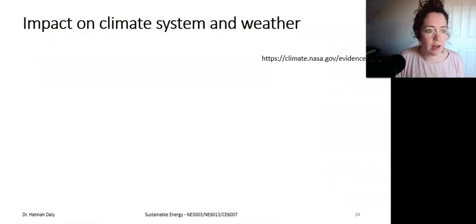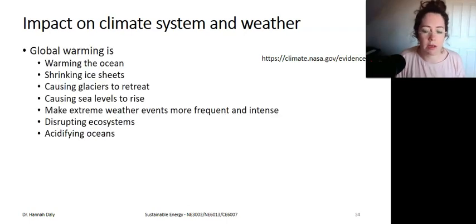So we have dramatically been altering the climate system and weather as a result of that. And just a summary of these effects, it's obviously not just sea level rise, all Earth systems are impacted by that. You can see a summary from NASA here of all these things. First of all, global warming is also warming the oceans.